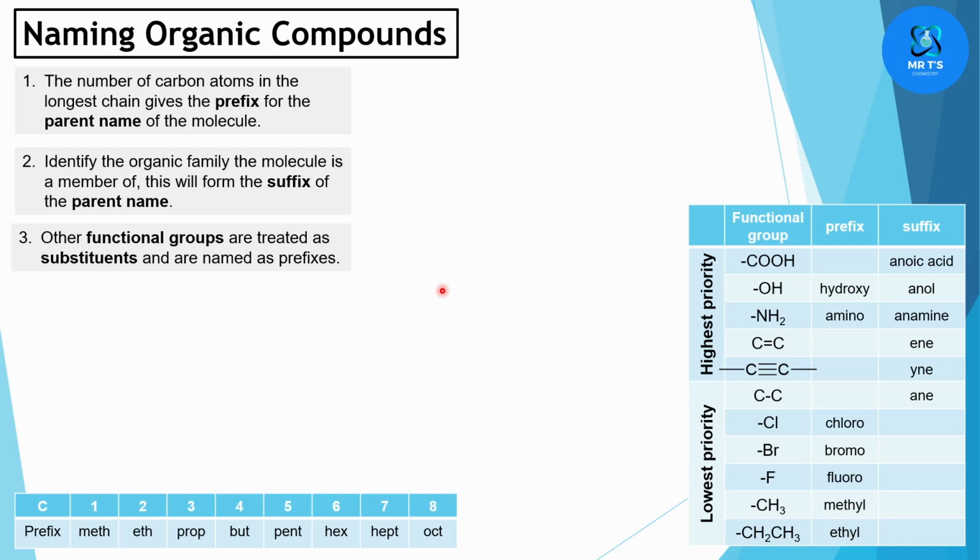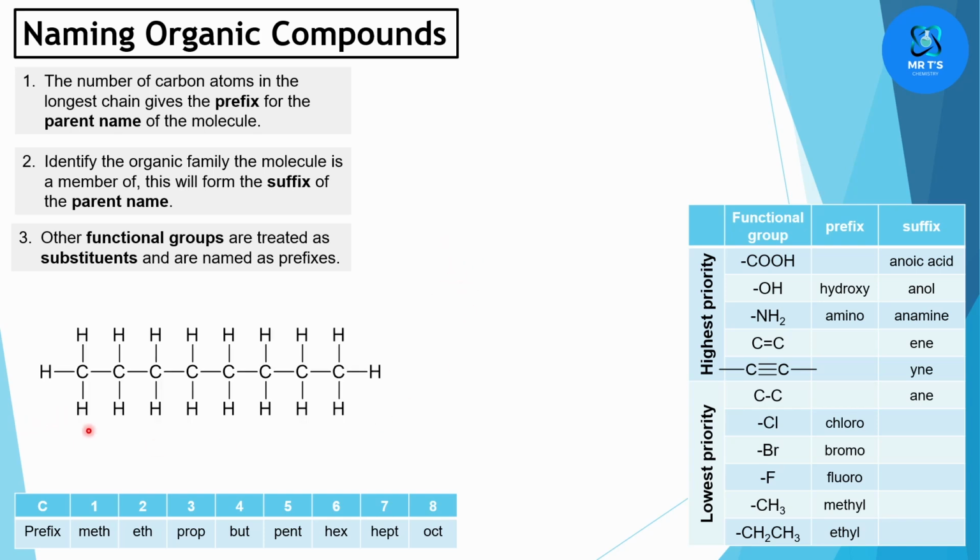Let's have a look at a few examples. The first one here is this molecule, and if we want to name this molecule for the parent name, we need both the prefix, the start, and the suffix, the end. The first thing we note is there are 8 carbons in a row. If we go to the table at the bottom, we can see that 8 has the associated prefix oct. So the start of this parent name is going to be oct.